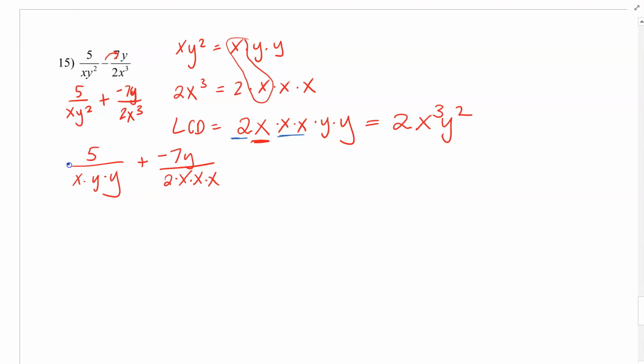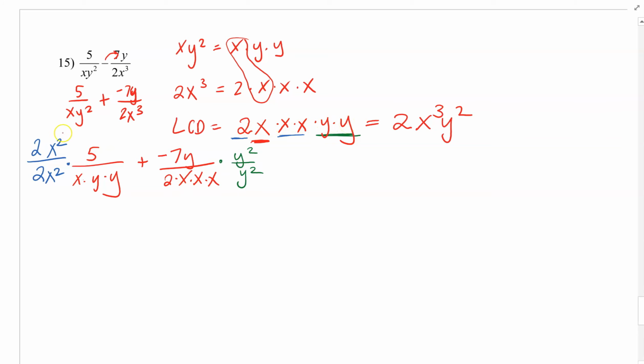So I'm going to multiply by 2x squared over 2x squared to the first fraction to make sure my denominator has all of this, a 2, 3 x's, and 2 y's. And then I notice in the second fraction, I'm missing the y squareds. So I'm going to multiply y squared over y squared to that second fraction so that it has all of the same things in the LCD.